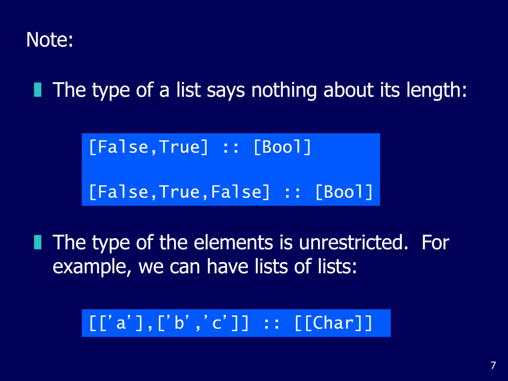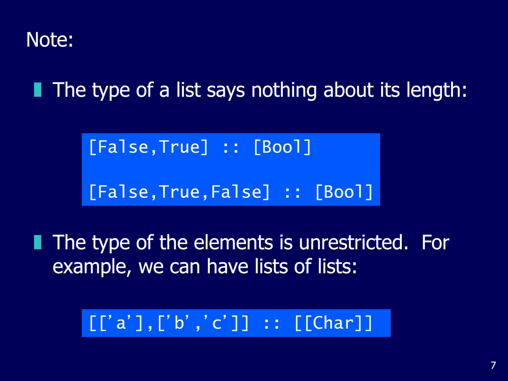Just a couple of quick points to note about the list type before we move on. The first point is that the type of a list doesn't tell you anything about its length. It doesn't tell you how many elements are in it. This is illustrated by these two examples in the top blue box. In the first example, I have the list false, true, which has type list bool. In the second example, I have false, true, false, three booleans, and that has the same type. If I covered up the lists and we just looked at the types, in both cases we have a list of booleans. All we know is that we have a list and that the elements are booleans, but we don't know what they are and we don't know how many elements there are.